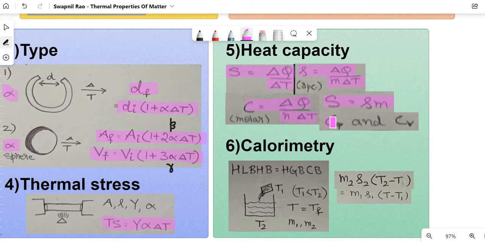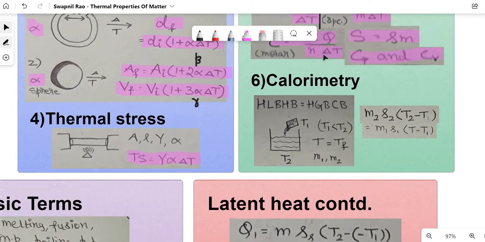And what is Cp and Cv? It will be done in thermodynamics in depth, but Cp means molar heat capacity at constant pressure, and Cv means molar heat capacity at constant volume. Next one will be calorimetry, and this concept you might have learned even in 10th. It basically means heat lost by hot body is equal to heat gained by cold body. I have properly explained the short form over here. You can remember it however you want to, but this is the main principle of calorimetry.